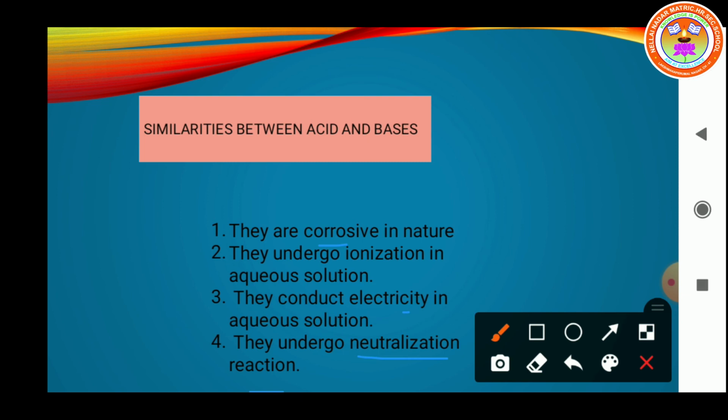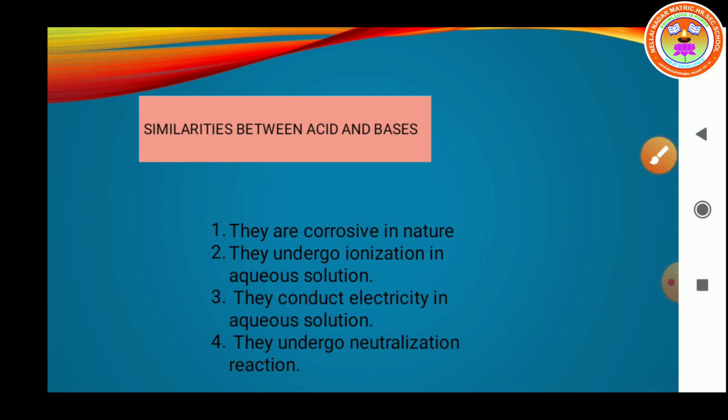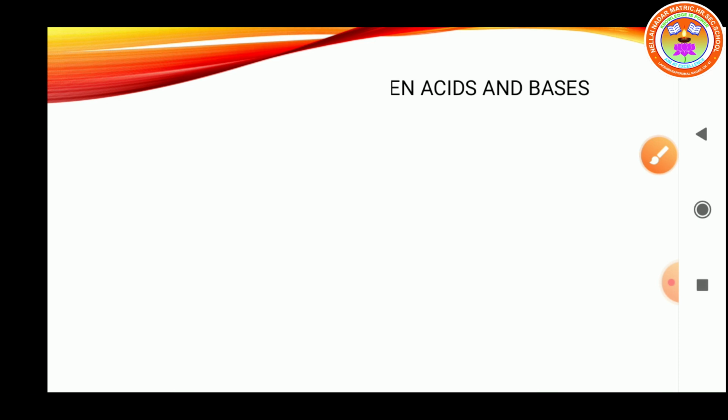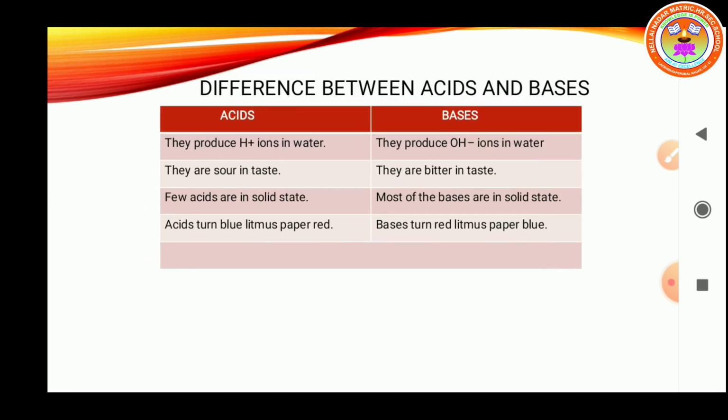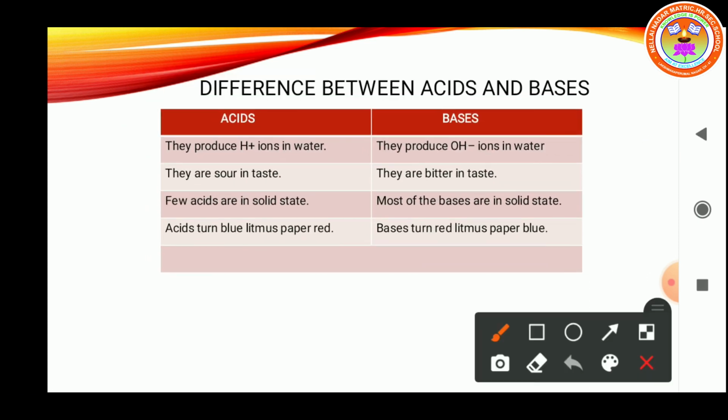Some of the properties are similar for acids and bases, but there are some differences between acids and bases also. Shall we discuss? What are the differing properties? Acids produce H plus ions in water, but bases produce OH minus ions in water. What is the taste of acid? Acids are sour in taste, but bases are bitter in taste, isn't it, students?